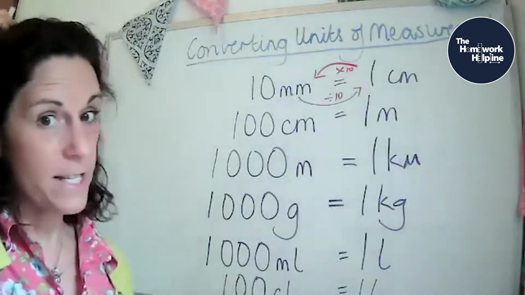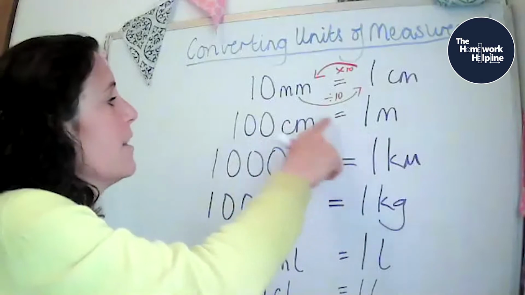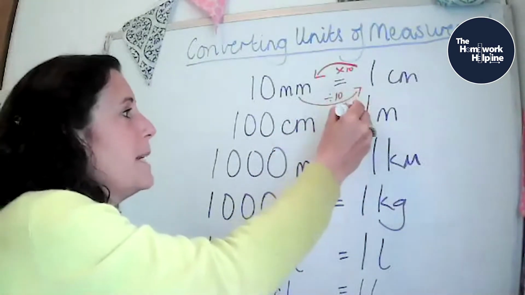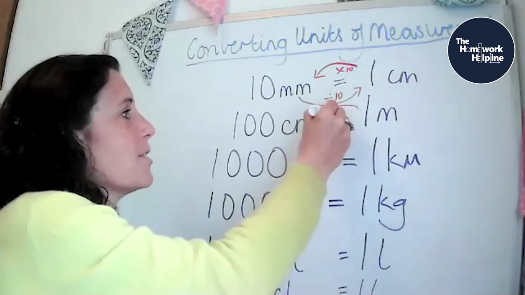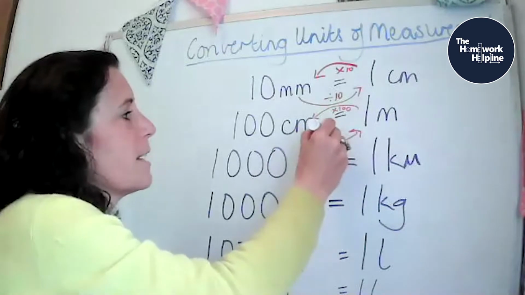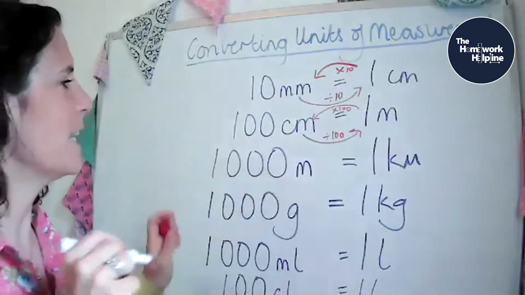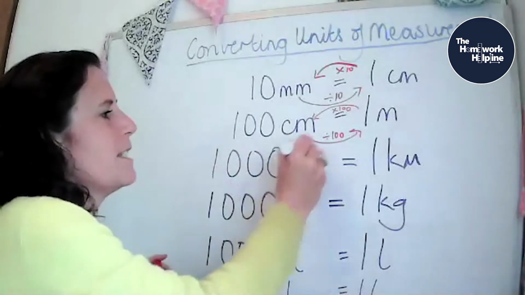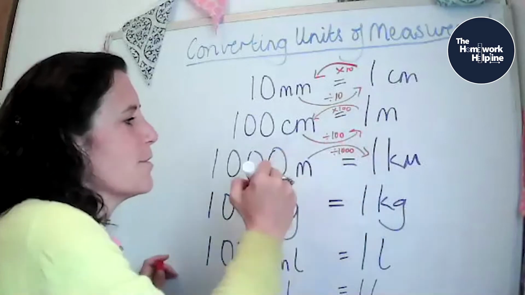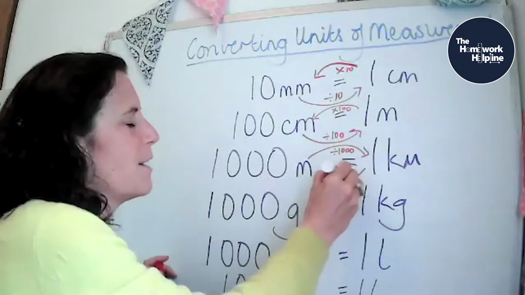So you can write this in your chart as well. We can say, well, how many centimeters in a meter? There's 100 centimeters in 1 meter. So if I need to change the 1 meter into centimeters, I'm going to times by 100. And if I'm changing the centimeters into meters, I'm going to divide by 100. Similarly for the kilometers, to change 1,000 meters into a kilometer, I need to divide by 1,000. And to times kilometers into meters, I need to times by 1,000.